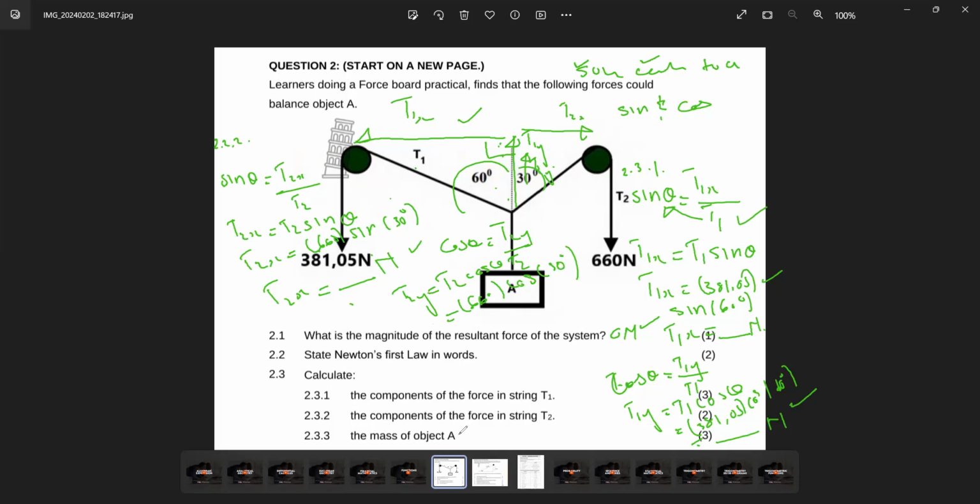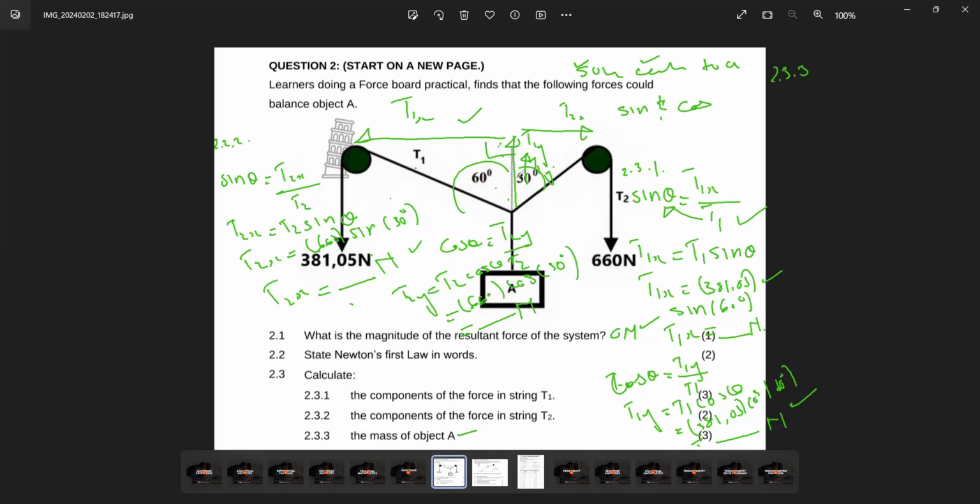Then the last one is the mass. The only thing is that I wasn't finding the answers here. So when it comes to calculating the mass, it's going to be another situation, but I'm going to simplify it. When we calculate the mass, which is 2.3.3, it goes like this.